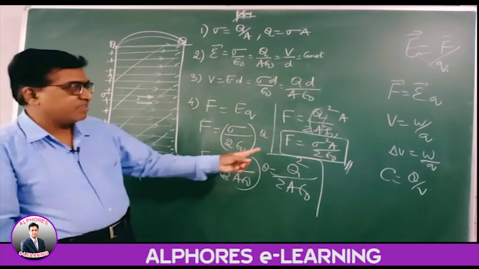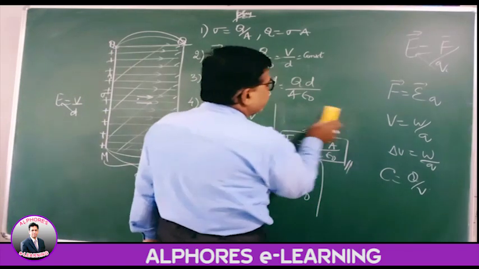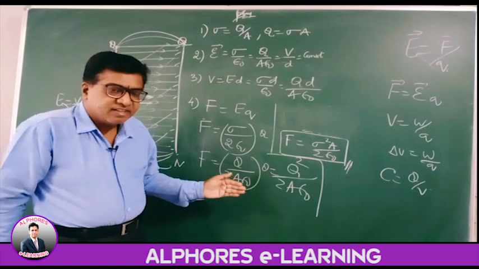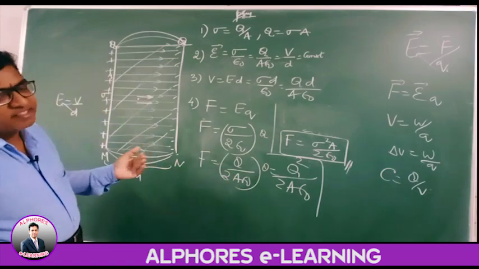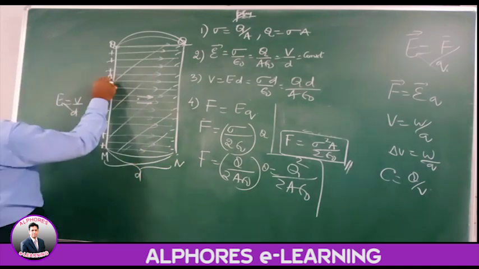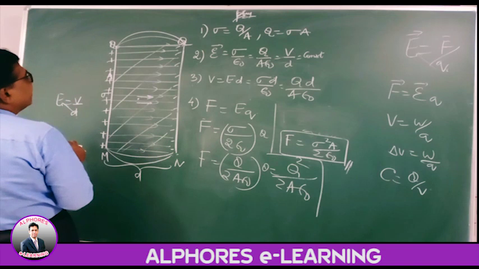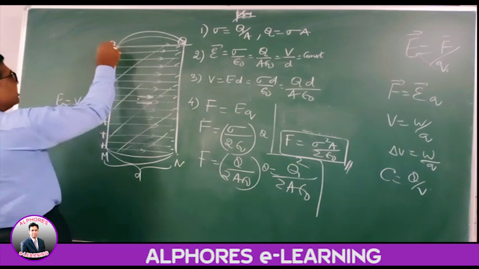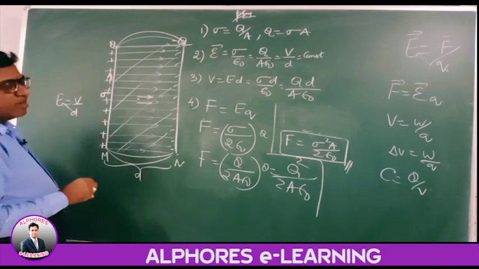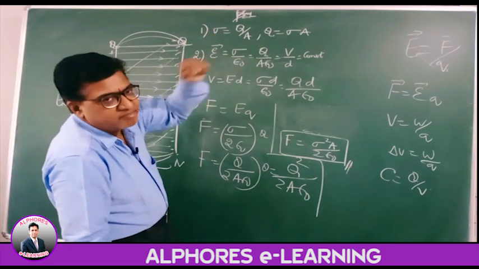So this way you can find out the force of attraction between the two plates. I am writing all the parameters that can be asked regarding a capacitor. First, the charge is Q. For a parallel plate capacitor of plate area A, distance of separation between the plates D, the charge is plus Q on one plate and minus Q on the other, and the surface charge density of the plate is sigma. First, surface charge density is sigma, Q by A, so Q is sigma A.